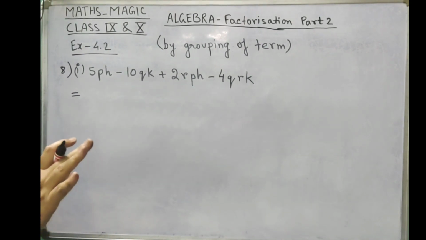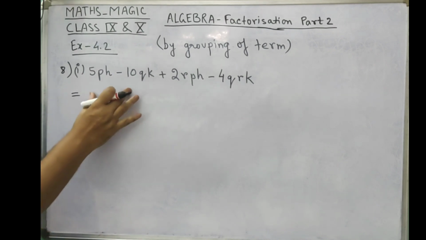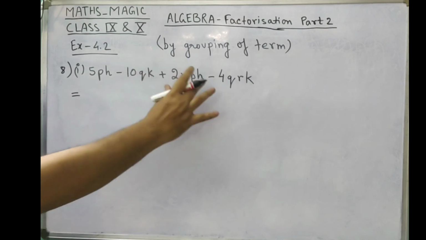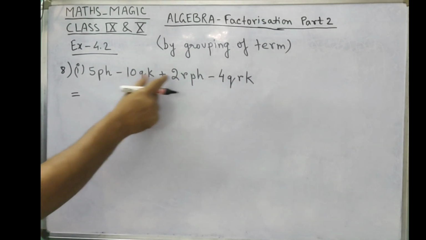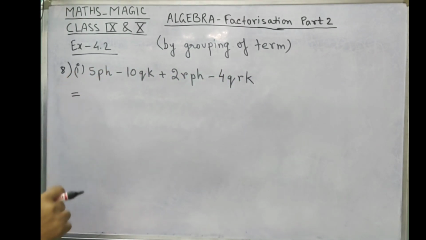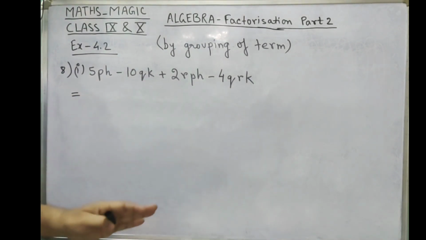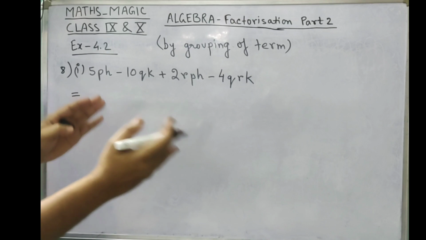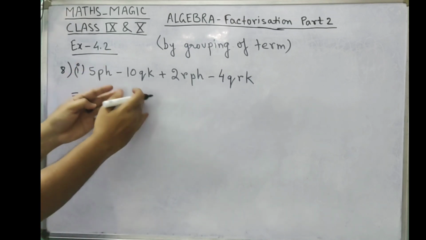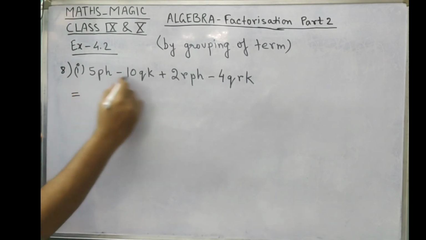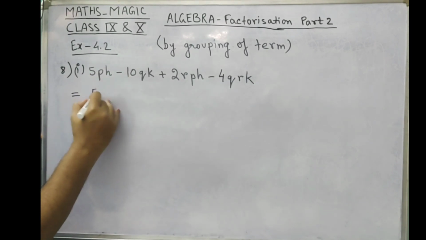Now it's not necessary that whatever it is given you group it in that way. You can shuffle the terms. You can put this one here, take this one here. That can also be done. It's not necessary that whatever is given you group in that way and you get the answer. So you might have to shuffle at times. So here shuffling is not required. You will get the answer. So what is common? First I'll put this as common.